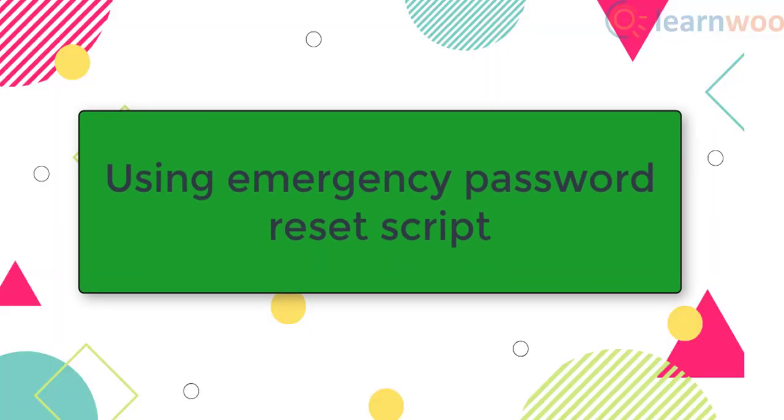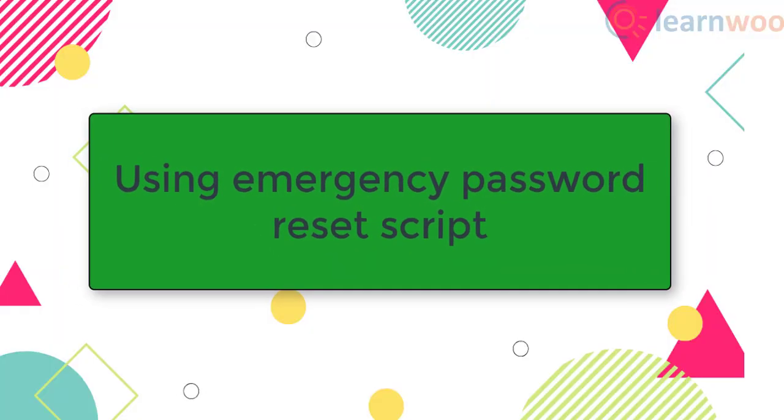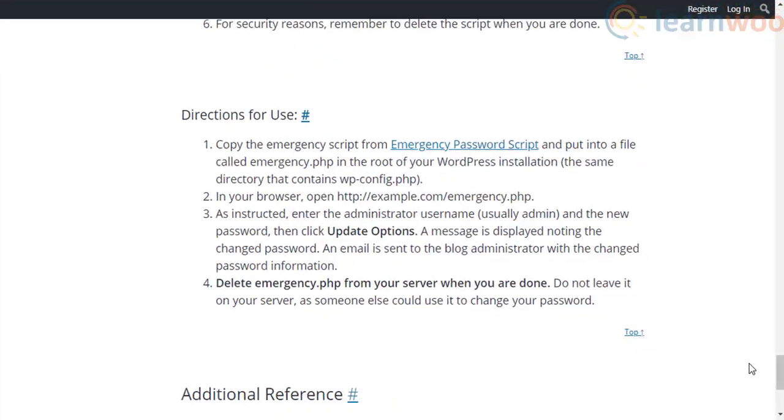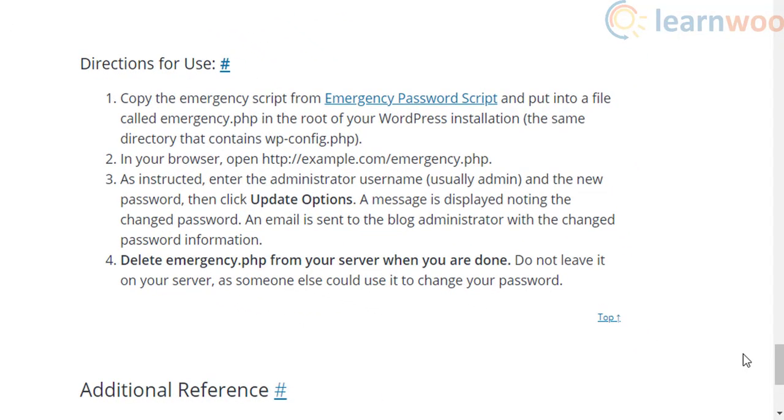Yet another way is using an emergency password reset script. If the other solutions did not work, then this comes as the last resort. The steps include: copy the emergency script from the emergency password script page and put it into a file called emergency.php in the root of your WordPress installation, the same directory that contains wp-config.php.